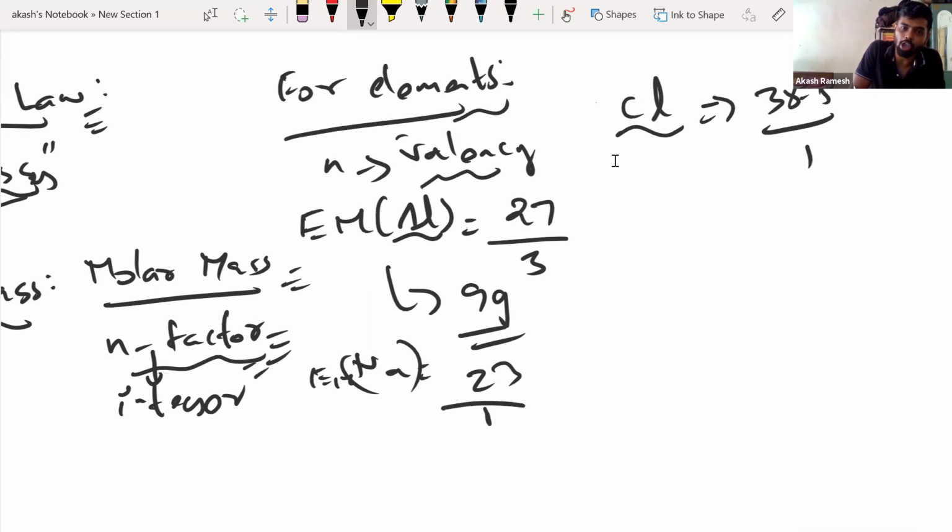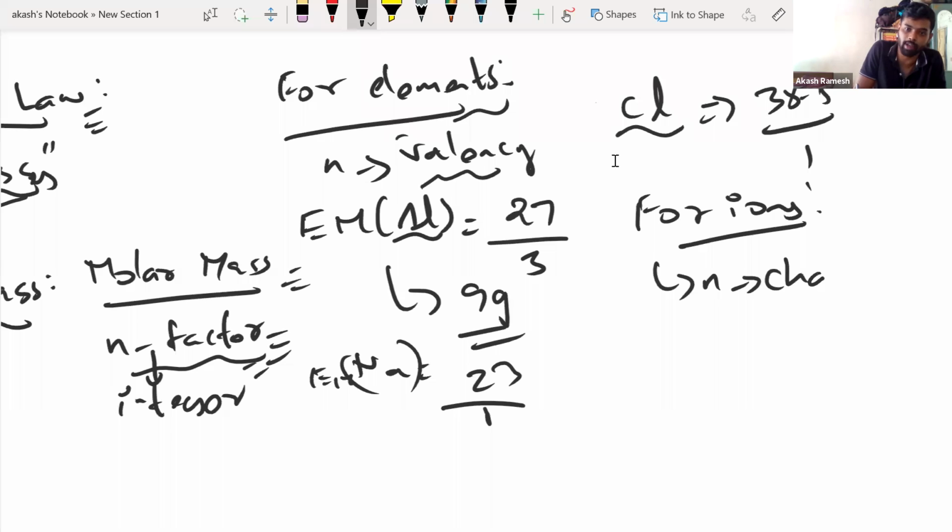Now if you have ions, the N factor is their charge value, the magnitude of the charge, not the positive or negative, doesn't matter. The same thing will work for all of these. I know aluminium will form Al3+, so obviously the charge value, the N factor in this case, would be 3, so 27 divided by 3 will become 9 grams.